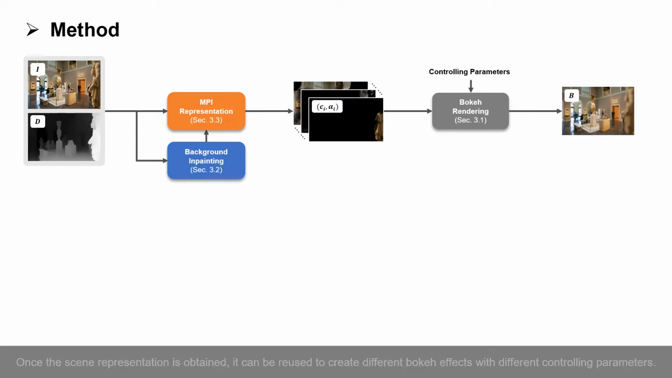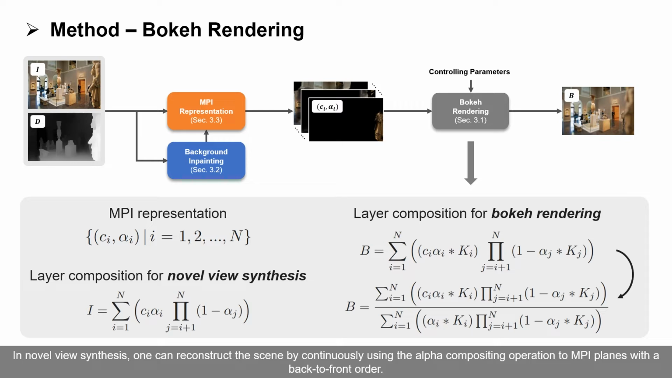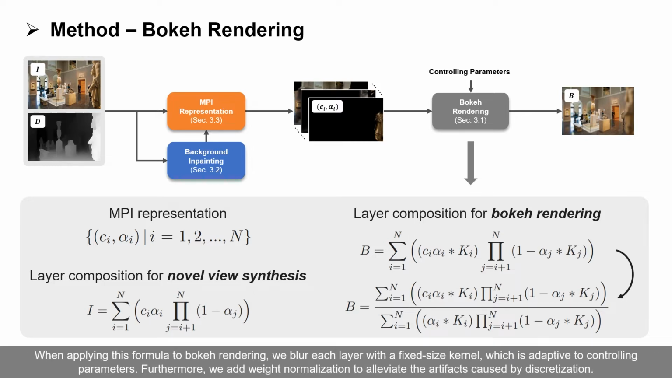The well-known MPI representation consists of a set of frontoparallel planes. Each plane encodes an RGB image and an alpha map. In novel view synthesis, one can reconstruct the scene by continuously applying the alpha compositing operation to MPI planes in a back-to-front order. When applying this formula to bokeh rendering, we blur each layer with a fixed-size kernel, which is adaptive to controlling parameters. Furthermore, we add weight normalization to alleviate the artifacts caused by discretization.